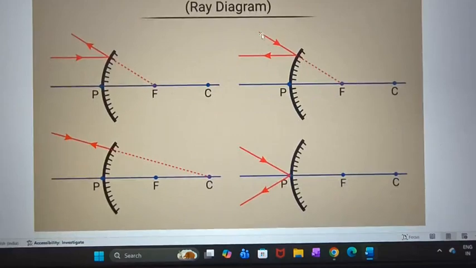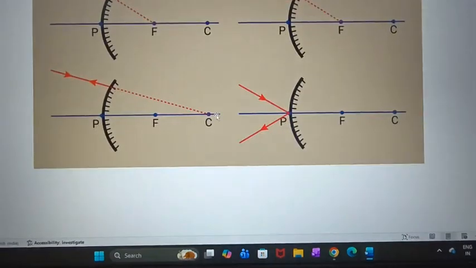And if some incident ray is coming like this, that means almost through the focus, then it should come out parallel. Passing through the center of curvature, it should go back in the same path. Whatever angle it is forming near the pole, with that angle only it should get reflected back.